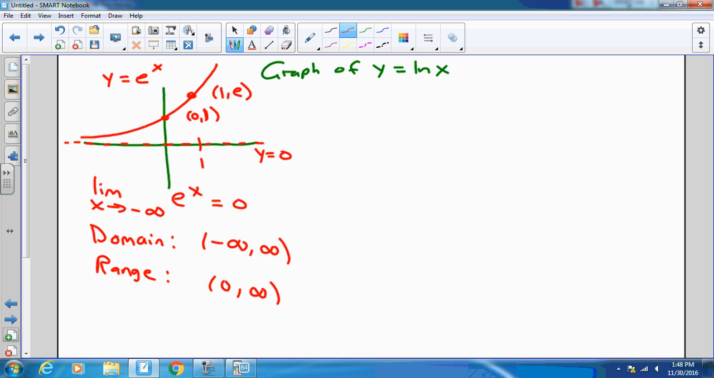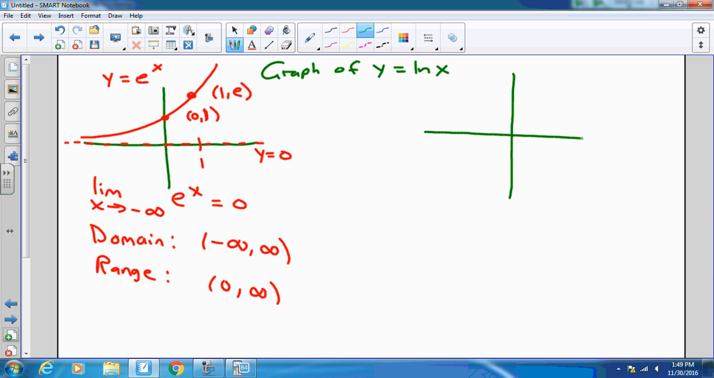R and R. Do we have multiples? Positive or negative? Positive, that's right. These are the positive reals. These are the domain. Excuse me, the range. So that is the range.